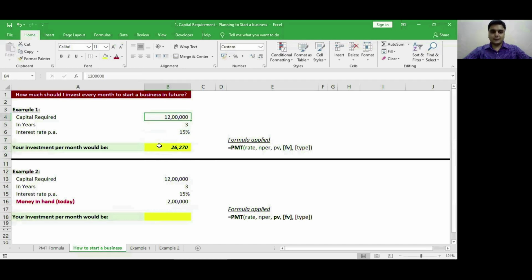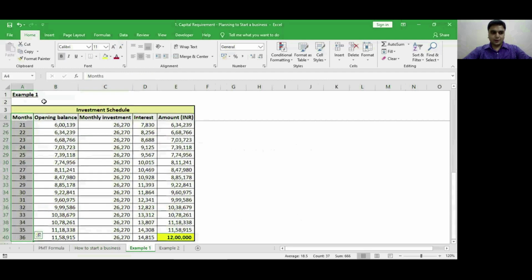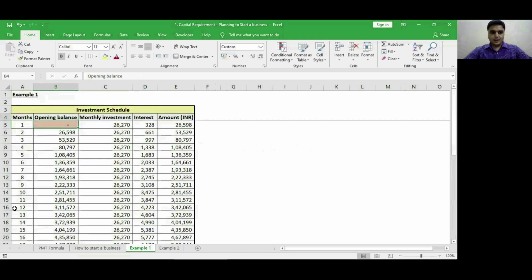Now we can verify this amount with the help of an investment schedule as well. I've made the investment schedule on this particular sheet. Herein, you will see that I have plotted 36 months in this column. I mentioned opening balance, monthly investment, interest, and total amount. As you can see, there was no opening balance. I invested 26,000 rupees at the start of the month.